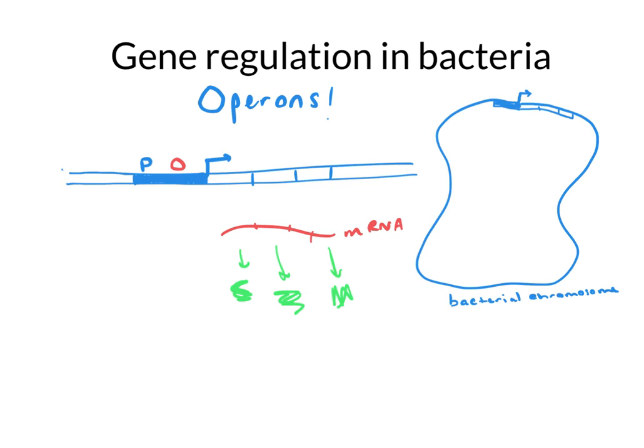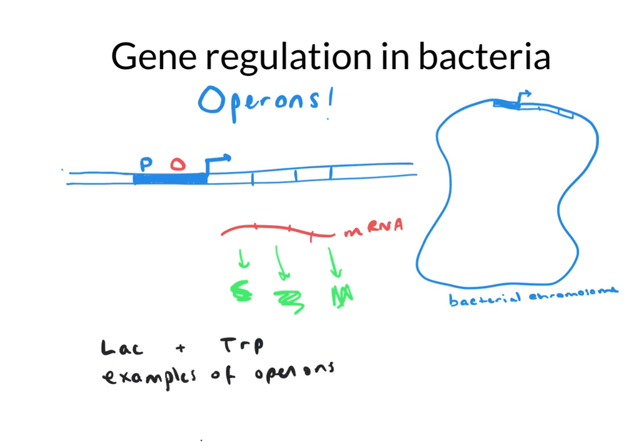So the examples we use are the lac operon, which has the genes required for lactose metabolism, and the trp operon, which has the genes that are required to make or synthesize the amino acid tryptophan.